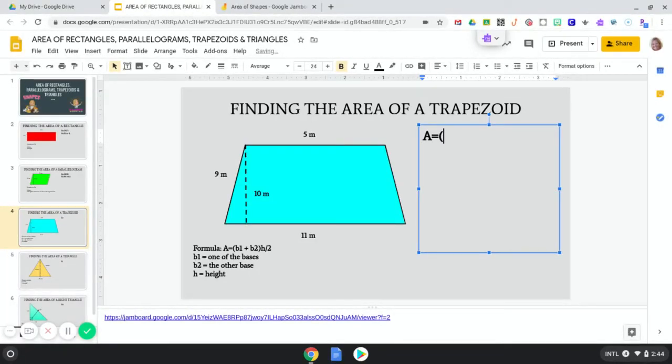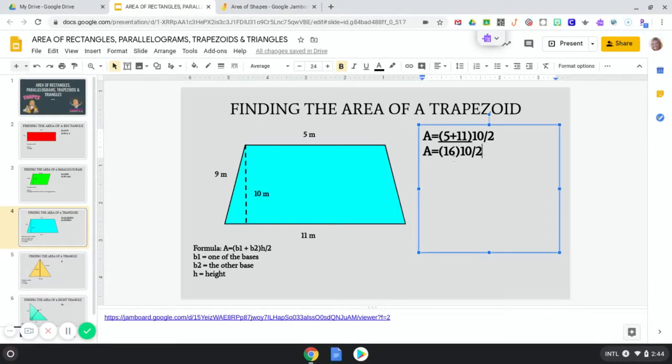I did base 1, 5, plus base 2, 11. I then multiplied that by 10, and then I end up dividing by 2. So I'm going to underline the steps that I take first. So step 1 is 5 plus 11 inside the parentheses. Always do inside the parentheses first. So 5 plus 11 is 16. I'm going to multiply that by 10 and then divide by 2.